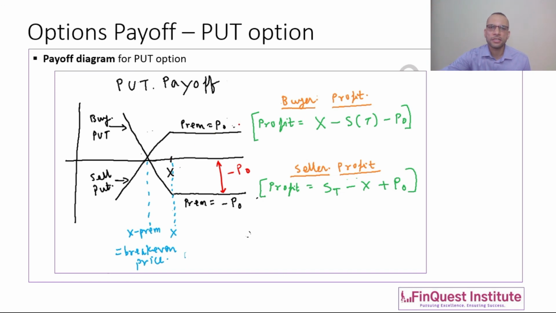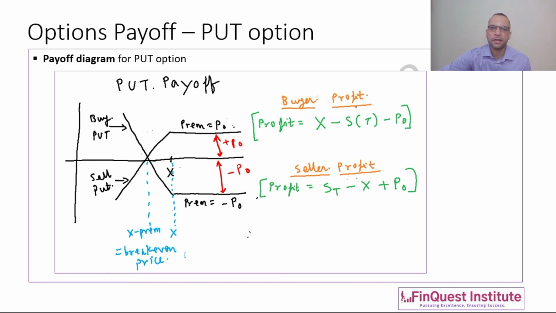Now from an option seller's perspective, the option seller receives an option premium at initiation. So that is what we show as plus P0. And the option seller will start losing money whenever the underlying price falls below the strike price X. So the break-even price is given by X minus the premium involved.